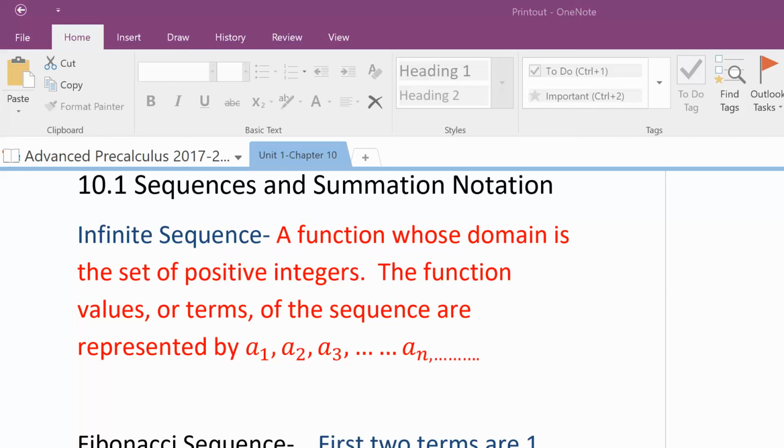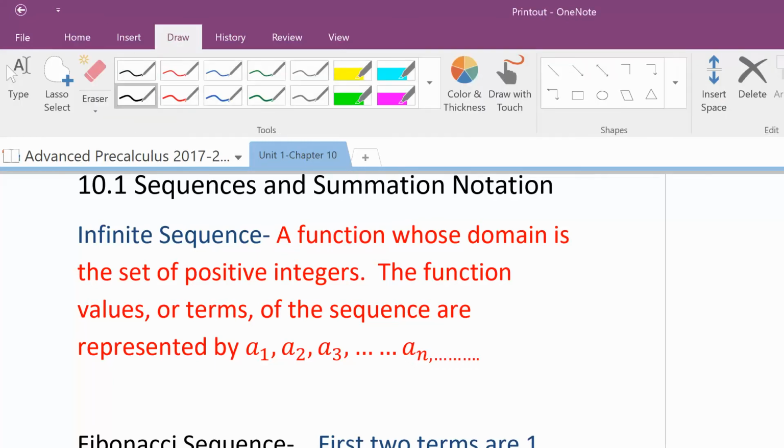Welcome to the first video of the year on sequences and summation notation, Chapter 10, Section 1. First of all, we'll just define what it means to be a sequence. Basically, there could be two types of sequences. There could be an infinite sequence, or there could be a finite sequence.